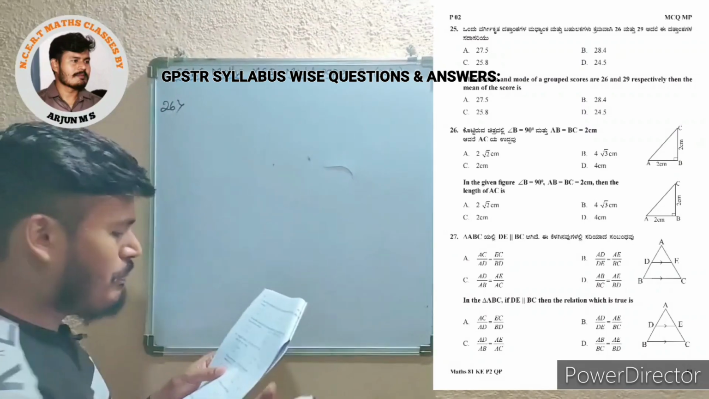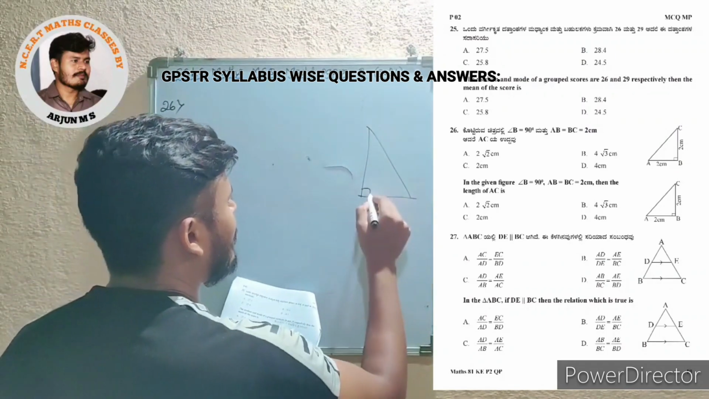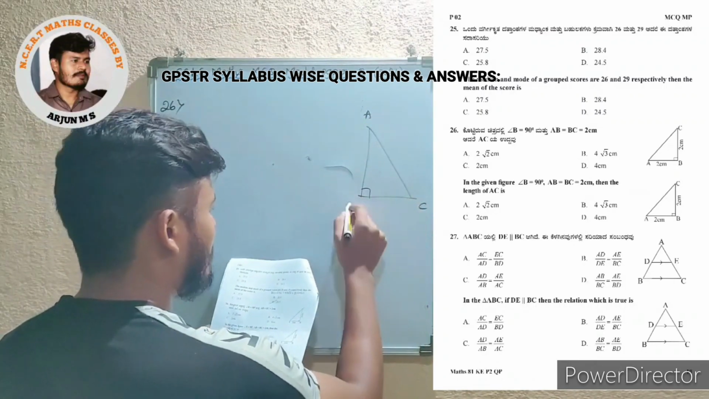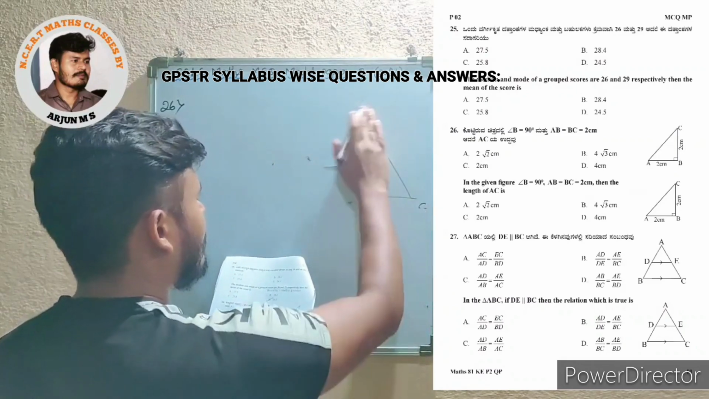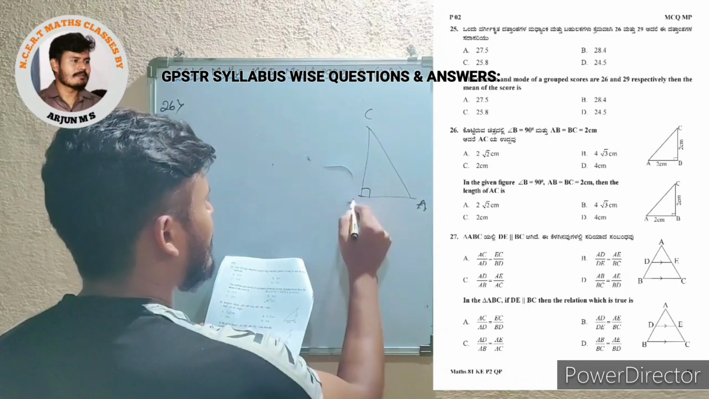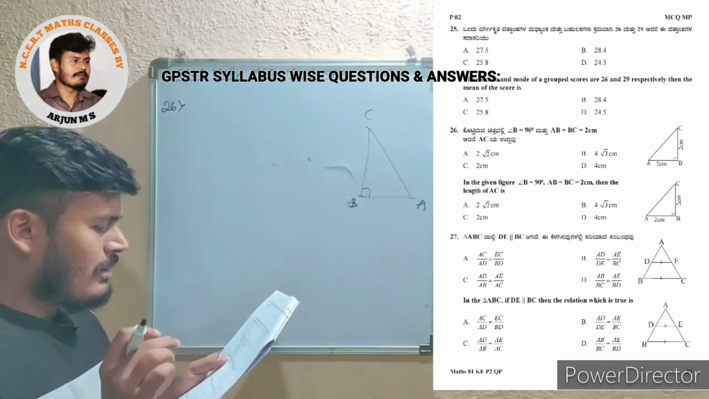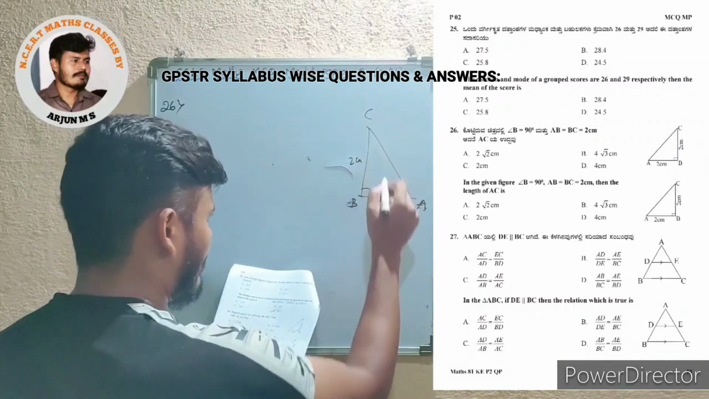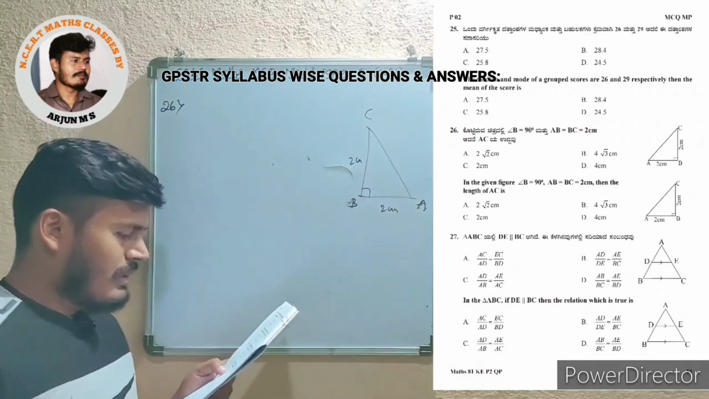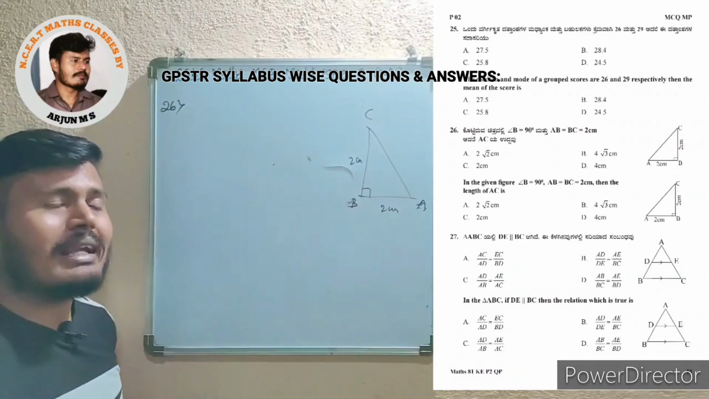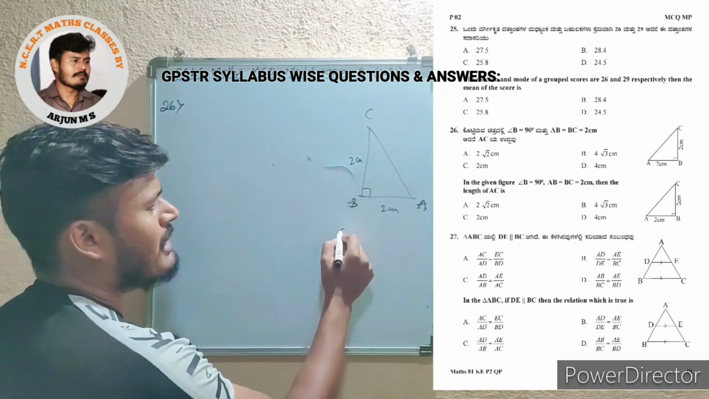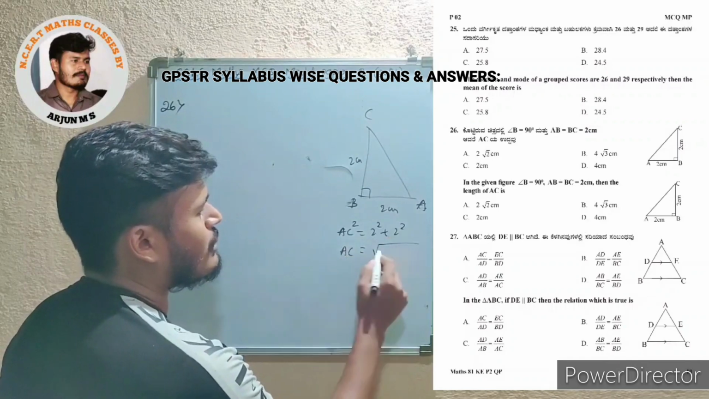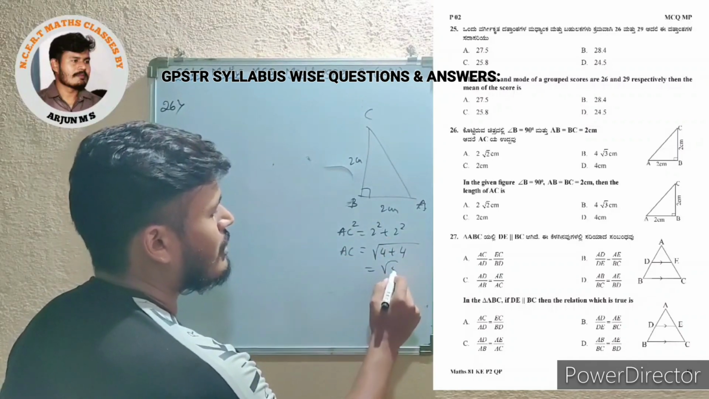In the given figure, angle B is equal to 90 degree. You just draw a right angle triangle ABC. In the given figure, BC is equal to 2 centimeter and AB is equal to 2 centimeter. Then the length AC is, we have to find out the length of the hypotenuse here. That is very simple. AC square is equal to 2 square plus 2 square. AC is equal to square root of 4 plus 4, which is equal to root 8.